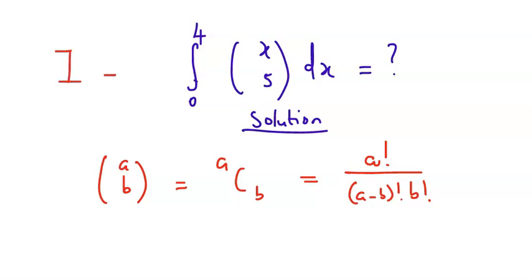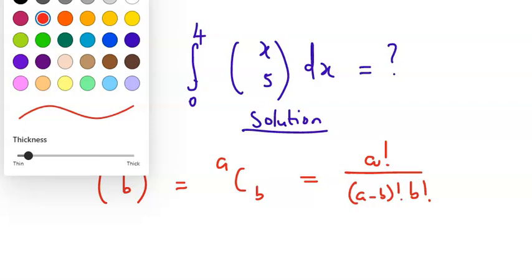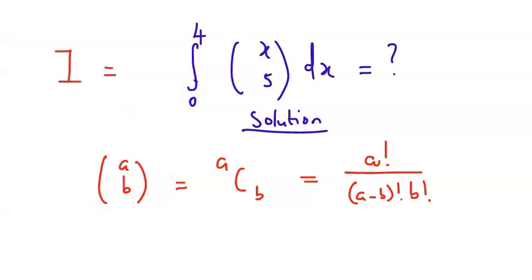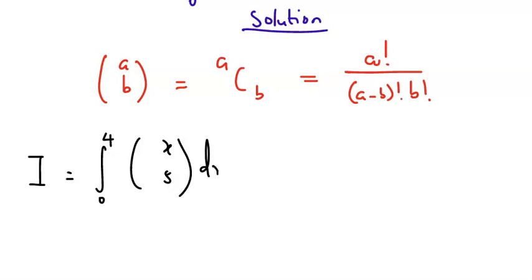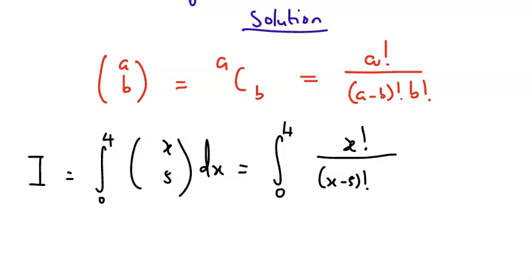So let's call this integral I. So with this idea, our integral will be rewritten as, we know that our I is equal to the integral from 0 to 4 of x combination 5, right? And then dx. So this is equal to the integral from 0 to 4 of x factorial divided by x minus 5 factorial multiplied by 5 factorial, and then we have our dx.